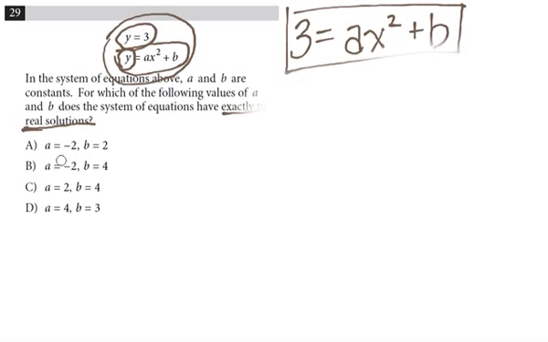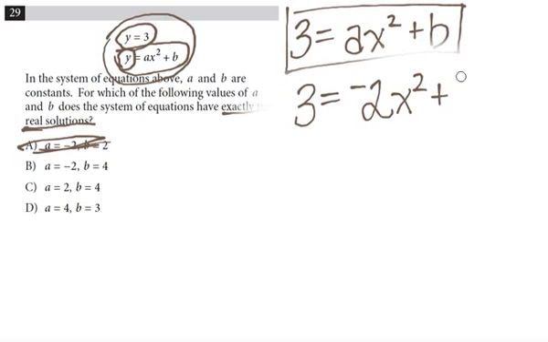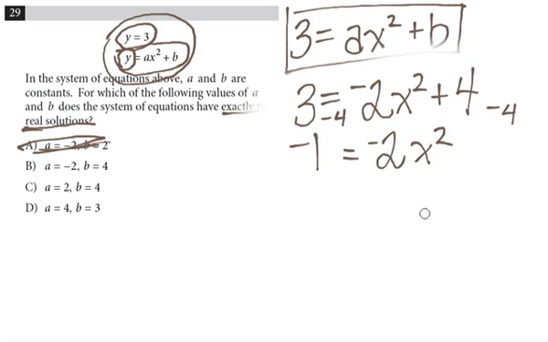Okay, great. So let's try the second option. The first option is dead to us. Let's try option B. Again, rewrite this entire equation, now using the numbers from B: 3 equals negative 2x squared plus 4. I can solve for x. Subtract 4 from both sides, which gives negative 1 equals negative 2x squared. Divide both sides by negative 2. The negative divided by the negative is positive, so 1/2 equals x squared.